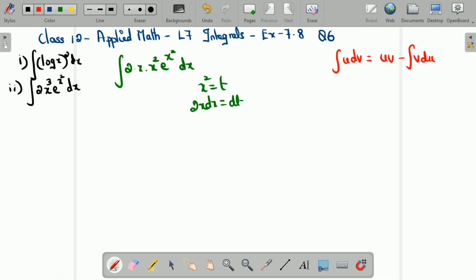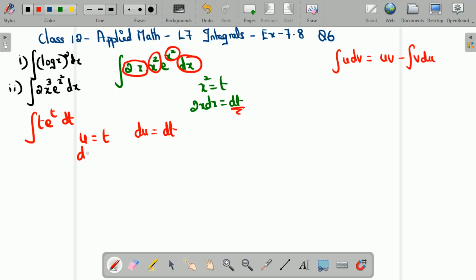So I'm going to substitute this 2x dx as dt. So let's do it. So integral of, and this x squared will get substituted as t. So this is t into e power t dt. Now this is of the form u dv. So let's identify the u and v. u is going to be equal to t and du is going to be equal to dt. dv is going to be e power t dt, which means v is integral of e power t dt, which is just e power t.